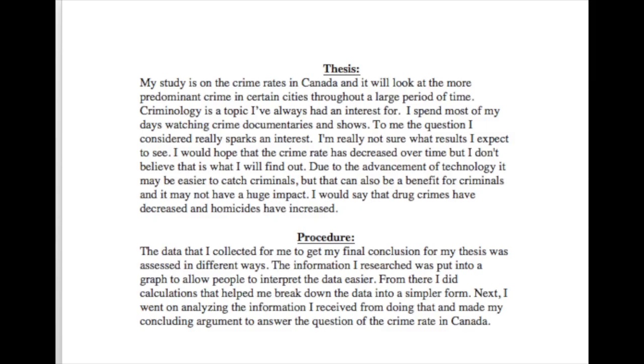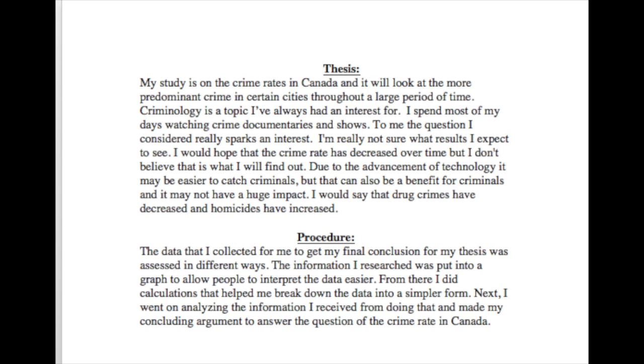So my topic was on crime rate in Canada over the past 10 years. The question I asked was which crimes have increased and decreased over time, and whether crimes are more predominant, and what crimes exactly. In my thesis, I stated that I'm not really sure what results I will see, but I would hope there would be a decrease in the crime rates, but I don't think that's what I will find out.